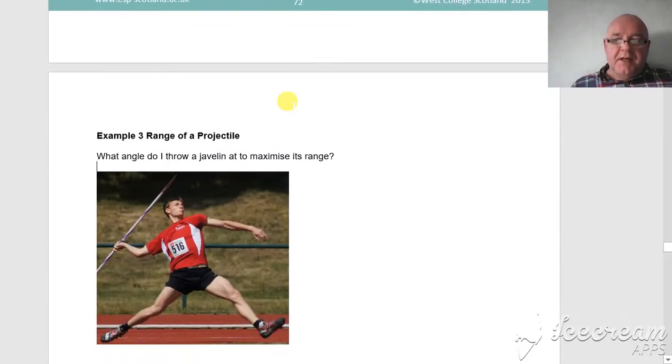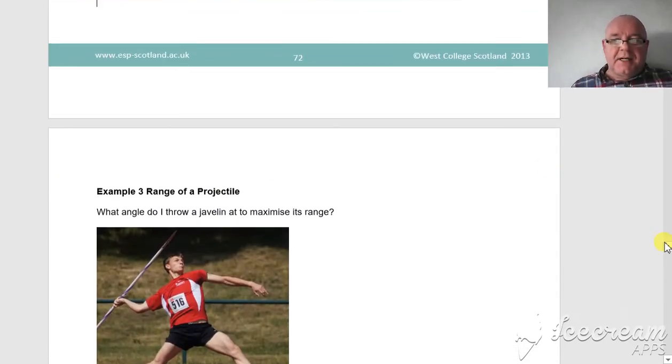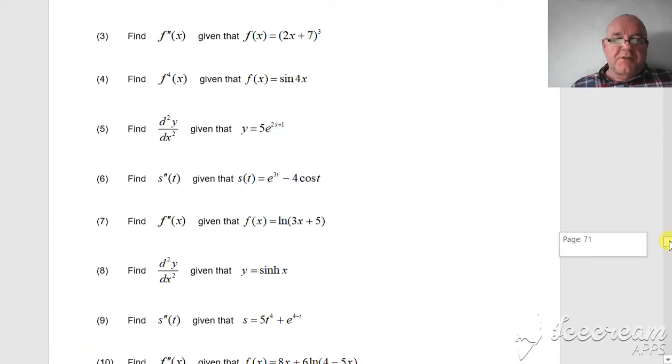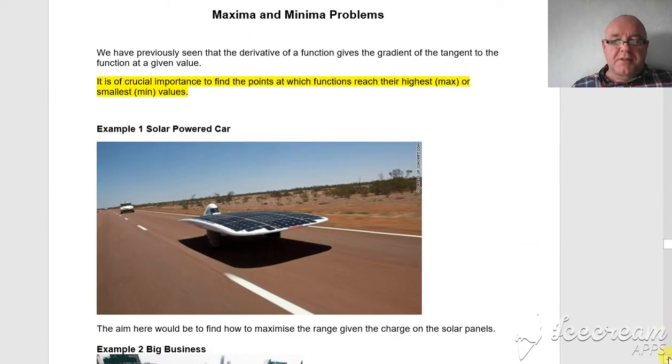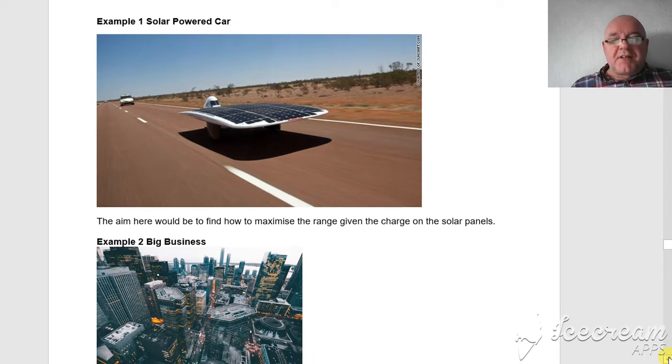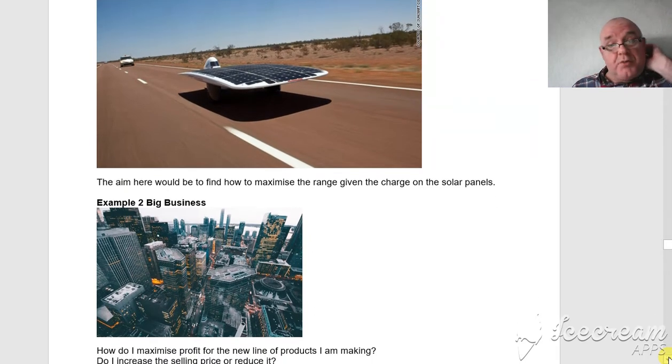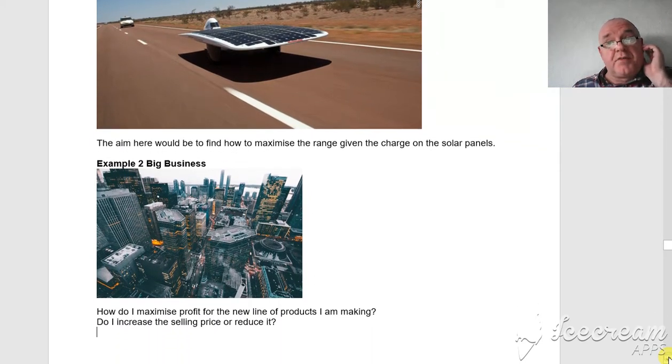Or you may have an example in business where you've got a new product out and you want to maximize the profit. So how do you do that? For example, do you increase the price, in which case you would get more unit profit, or do you decrease the price? Because if you decrease the price, you get more sales. And so which one do you do? Or do you do a mix of both? So how do you maximize your profit?